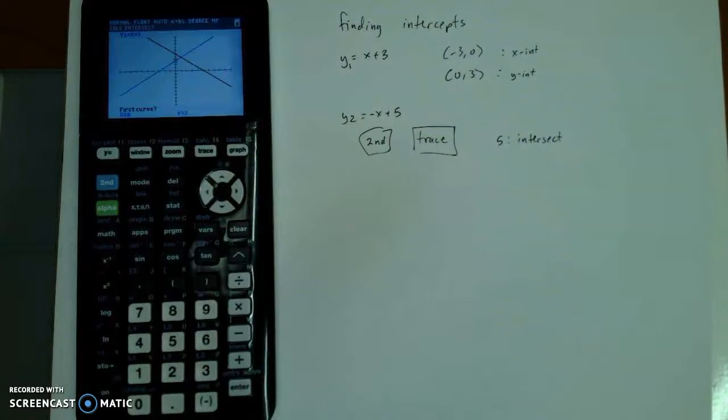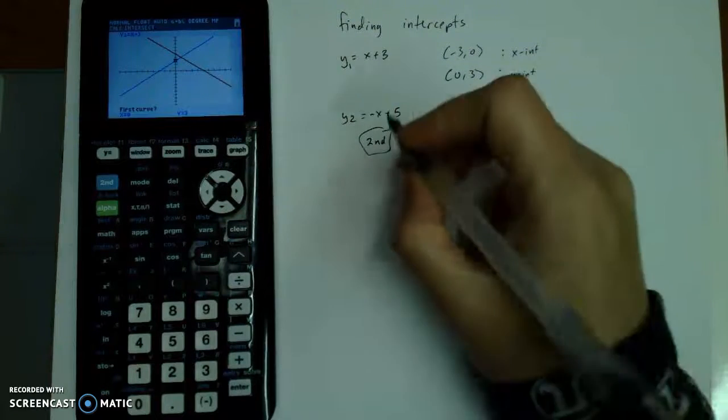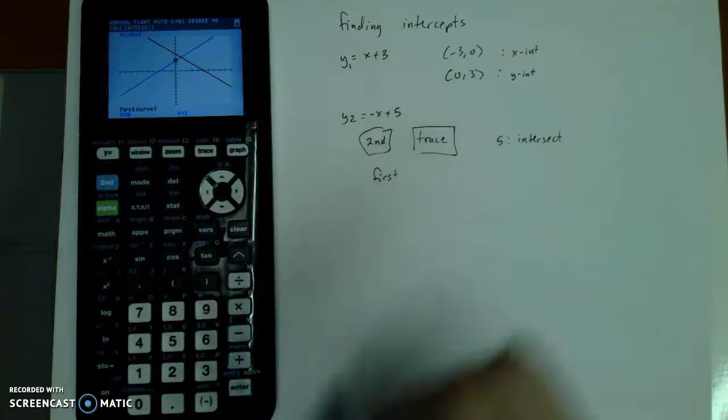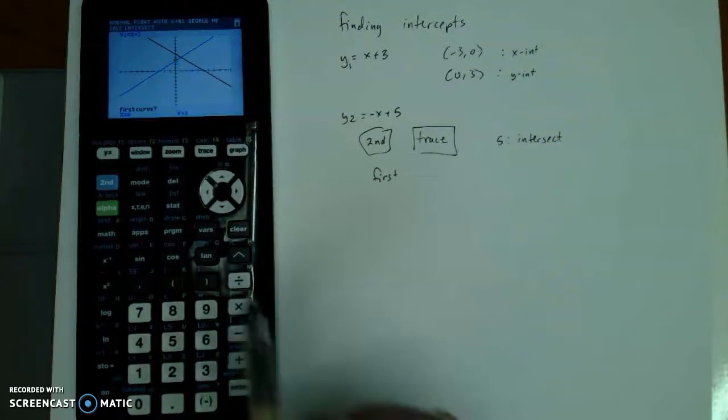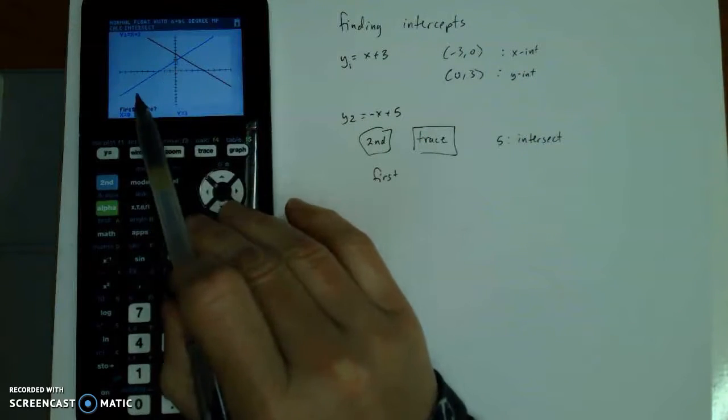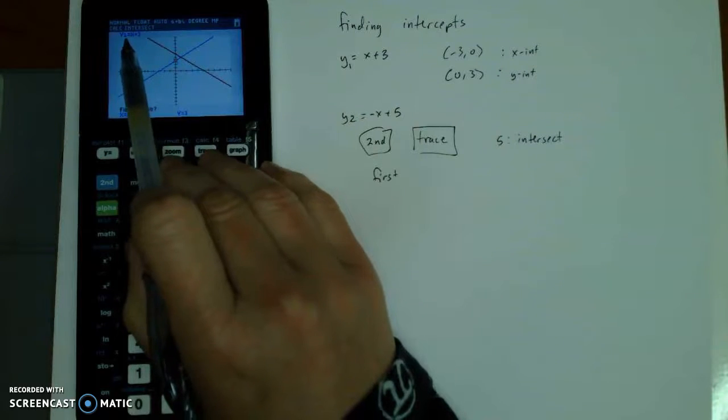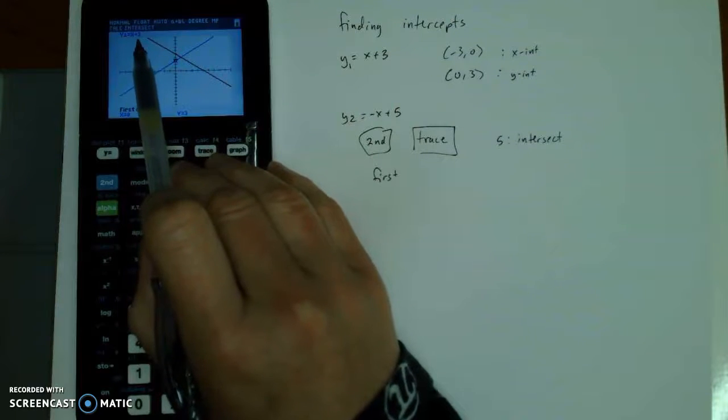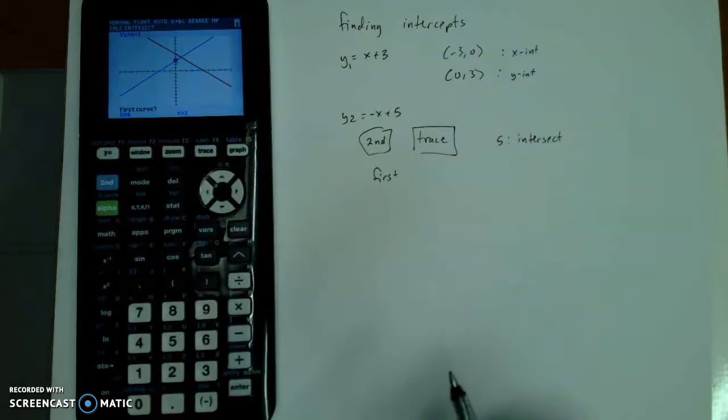Now it's going to ask me a couple of pieces of information. It's going to ask me what the first curve is. You'll see a cursor on one of the curves. Up at the top, it's also telling me y1 equals x plus 3 to tell me that I'm on that particular line. So I'm just going to go ahead and hit enter there because I am on the first one.